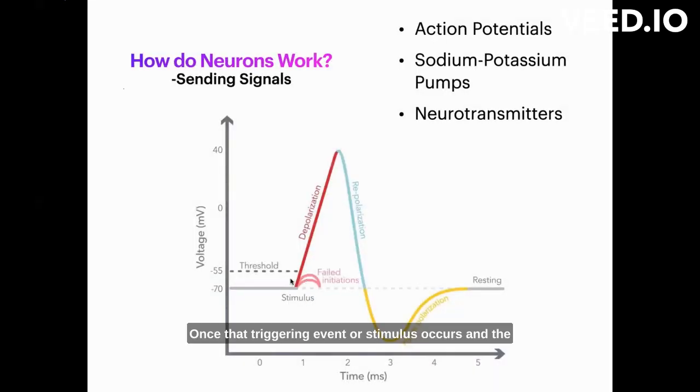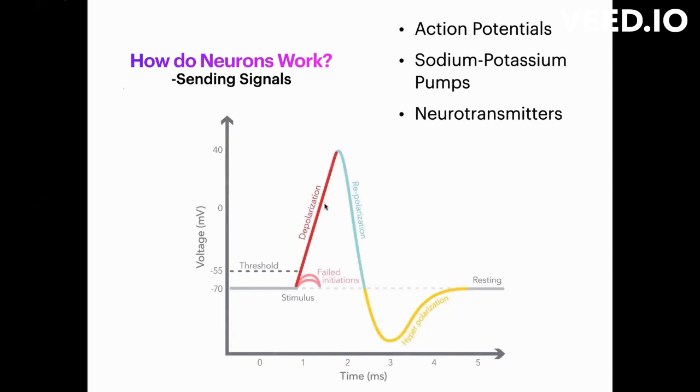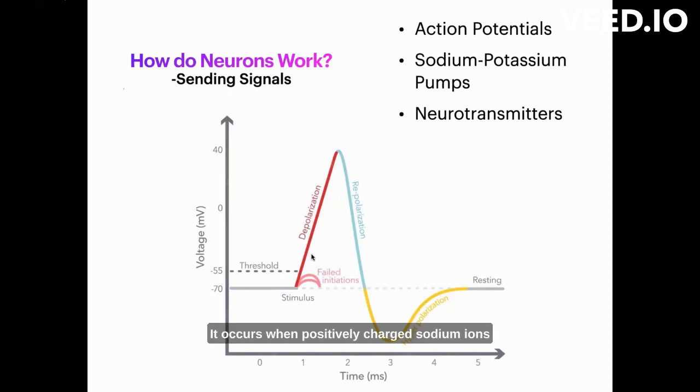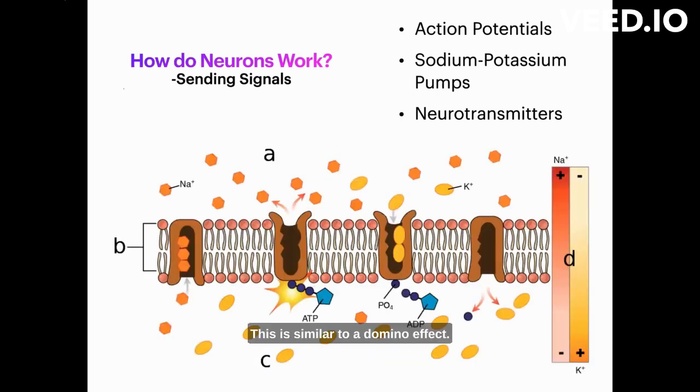Once that triggering event or stimulus occurs, and the charge of the cell passes the threshold of excitation, then depolarization of the cell will occur. Depolarization of the cell is the process by which a cell becomes less polar. It occurs when positively charged sodium ions flow into the negatively charged axon, causing the surrounding areas to depolarize. This is similar to a domino effect. Once one channel opens and lets positive ions in, it triggers the channel down the axon to do the same.